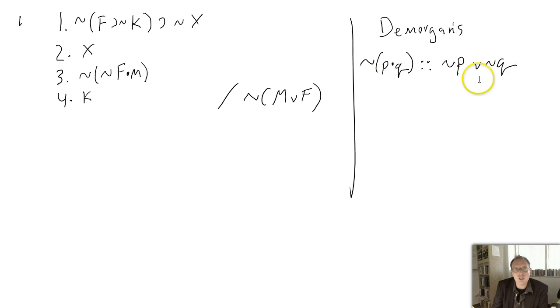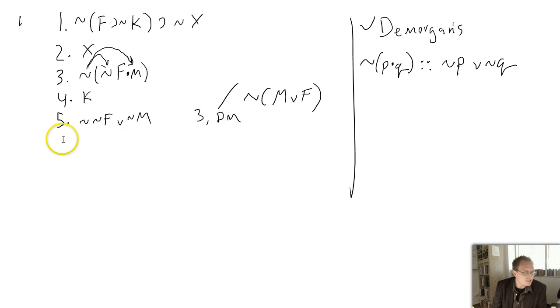I think the first thing you need to use here is De Morgan's. Whenever I see a negated parentheses with a conjunction, I always start off by thinking about De Morgan's. So let's do De Morgan's right now on this, which means I'm going to bring in the negation to both of these, and then switch the sign, which means I'm going to end up with not F or not M. And that's line 3, De Morgan's.